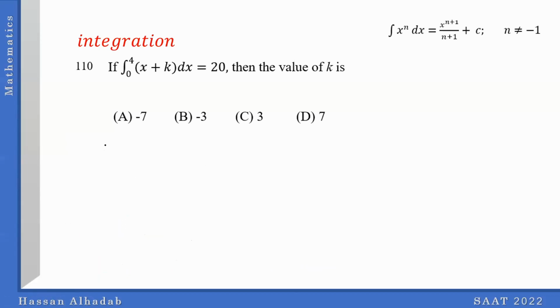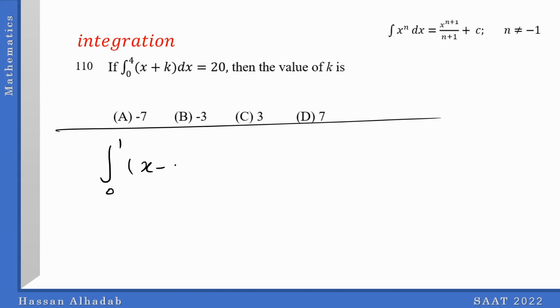There's another one. Let's say you have the integration, and usually they have it from 0 because they don't want you to do more calculations. So let's say 0 to 1 to make it simple, of x minus k dx, and this is equal to any number, let's say 10. The idea is you integrate: x squared over 2 minus kx from 0 to 1. This has to equal 10.